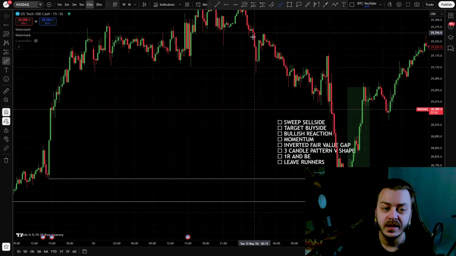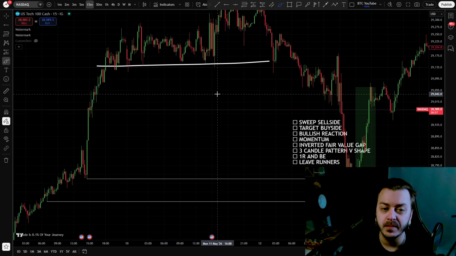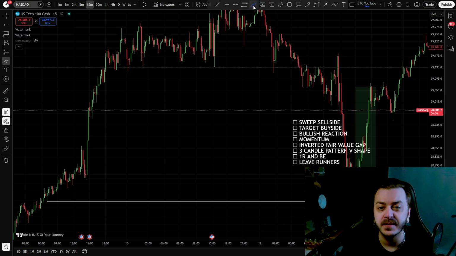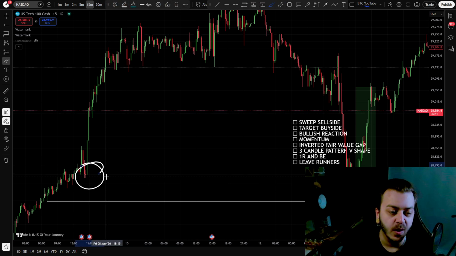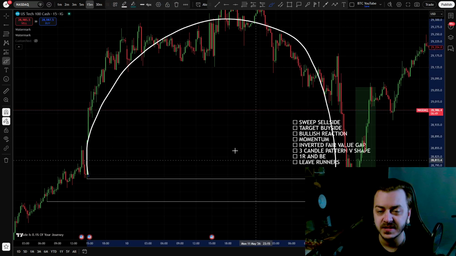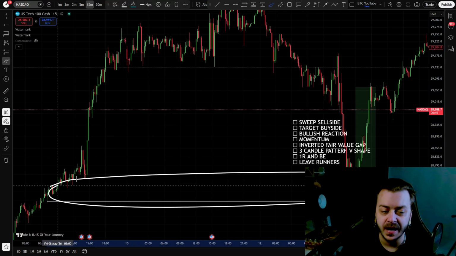All I ever do is I wait for a sweep of sell side, any kind of sell side here, and then I target buy side always. And I target buy side using my model here, which I'll show you. So you can see this was the obvious low that we were looking for. Once you start to see the sell model, you can see we're consolidating here. We start to accelerate down. We come down and we sweep this area.